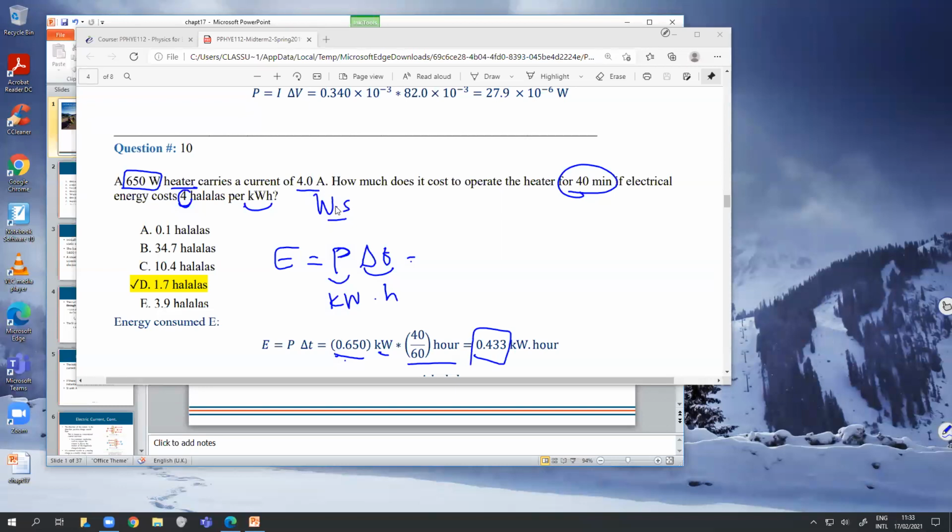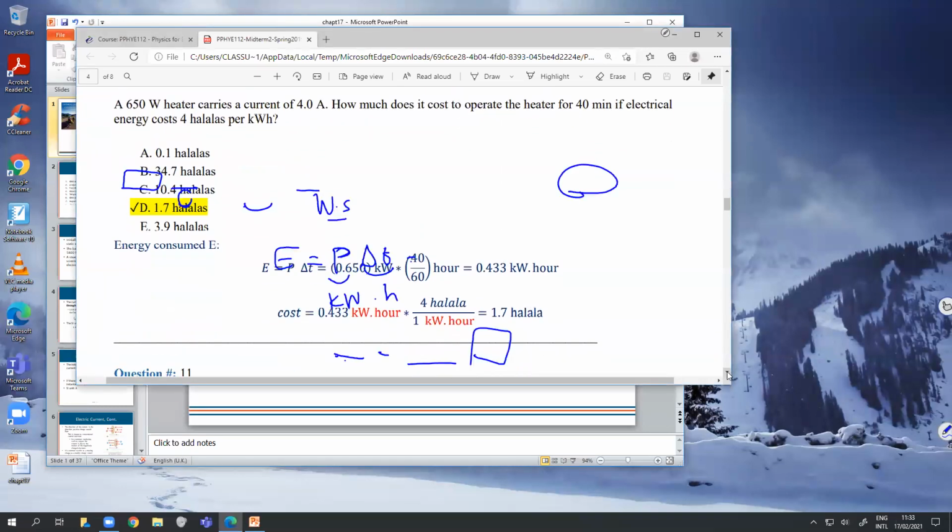Now, the next step. That is not the question. The question is not to find the energy, but to find the cost. The energy is 0.433 kilowatt hour, and we know 1 kilowatt hour costs 4 halala. So you multiply the rate, 4 halala per kilowatt hour, by the amount of kilowatt hour, and you get the answer, 1.7 halala. And we are done.